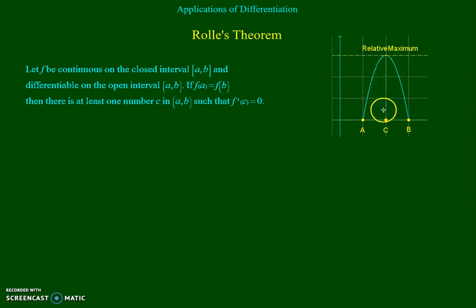And the second thing is that Rolle's theorem is what's known as an existence theorem. It tells us that such a c value exists, but it doesn't tell us how to find it. So we're going to be working on that as well. So let's illustrate Rolle's theorem.